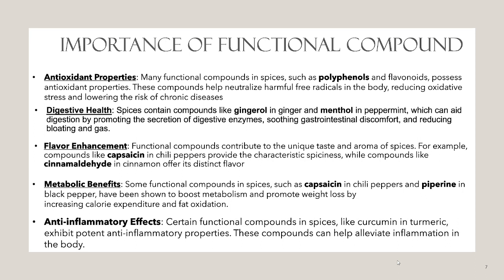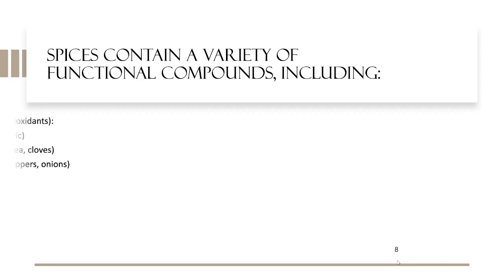These functional compounds help in improving the metabolism, as compounds like capsaicin found in chili pepper and piperine in black pepper have been shown to boost metabolism and promote weight loss by increasing calorie expenditure and fat oxidation. And the anti-inflammatory effect of functional compounds. Certain functional compounds in spices like curcumin in turmeric exhibit potent anti-inflammatory properties. These compounds can help alleviate inflammation in the body.